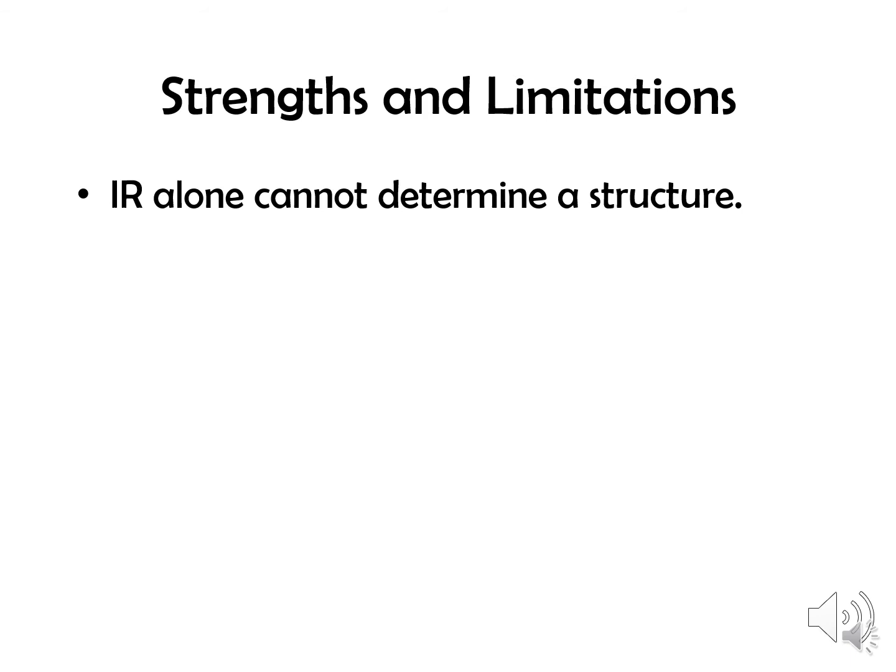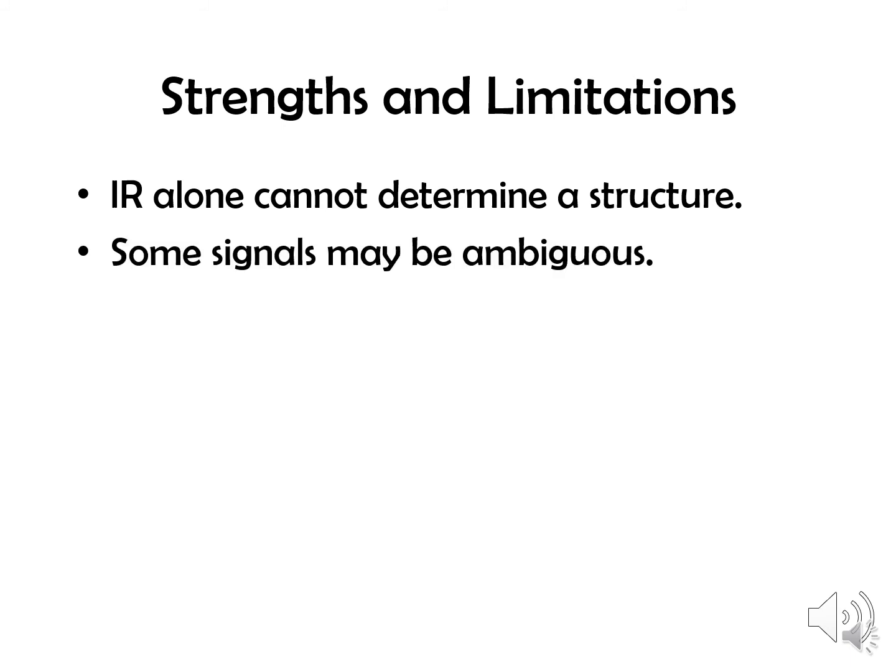So the strengths and limitations: usually infrared alone cannot determine a structure, unless in some cases you have a really good spectrum and you can get a really nice positive identification. Some signals may be ambiguous. There's so much going on. There's a lot of information there. We just don't have it all figured out at this point.